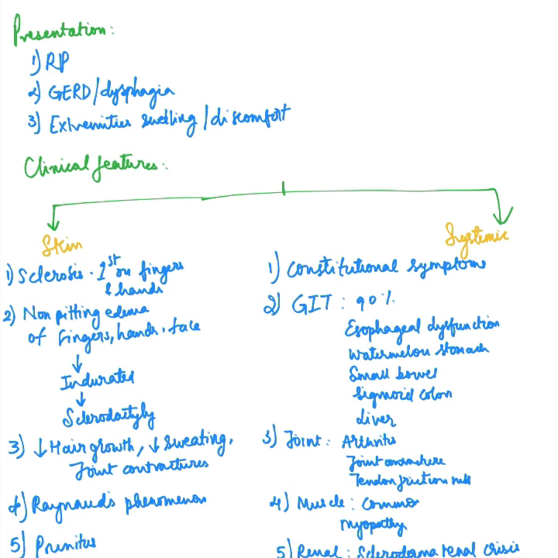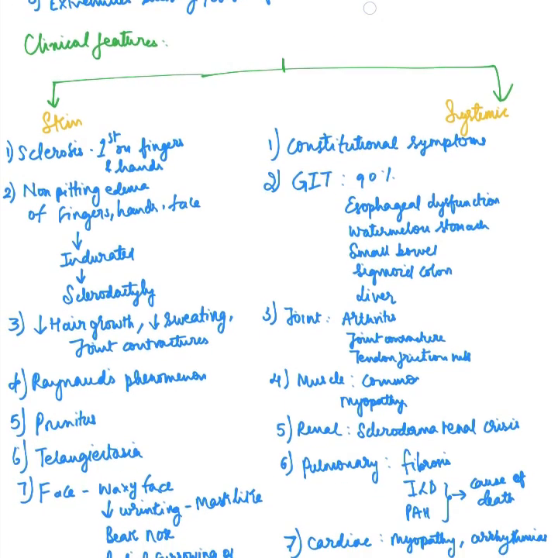Coming to clinical features, I have divided them into cutaneous and systemic features. In skin, the first and foremost feature is going to be sclerosis, which usually develops first on the fingers and the hands. And there's going to be non-pitting edema and puffiness of the fingers, hands and face, and it is often the earliest cutaneous manifestation.